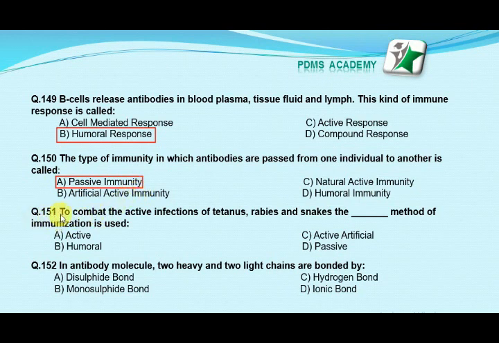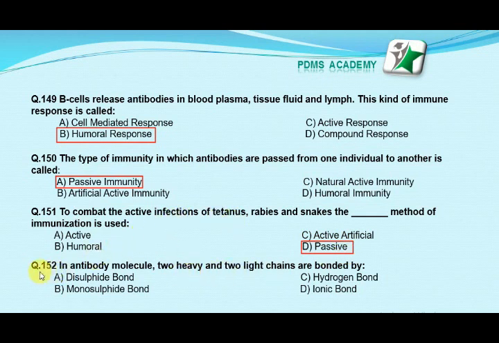Our next MCQ is: to combat the active infections of tetanus, rabies, and snake bites, the method of immunization used is: option A, active; option B, humoral; option C, active artificial; option D, passive. Our correct answer is D, passive method of immunization is used.